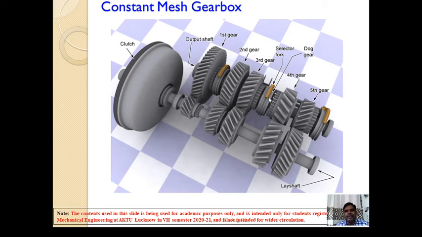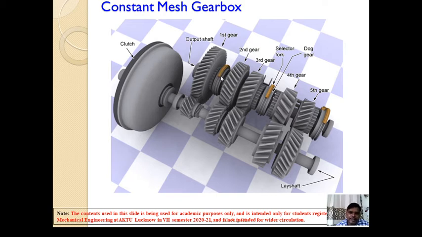So in the case of a constant mesh gearbox, the dog sleeve will be moved left or right to obtain a particular set of gearing reduction or ratio, right? So we can see here, to get the speed of first gear, in which the torque will be more and the speed will be less, we'll move this sleeve marked in yellow color to the left side. So what will happen when this sleeve is moved to the left side?